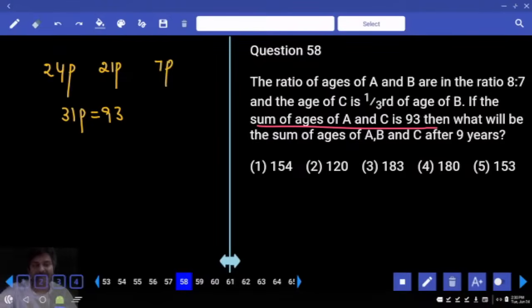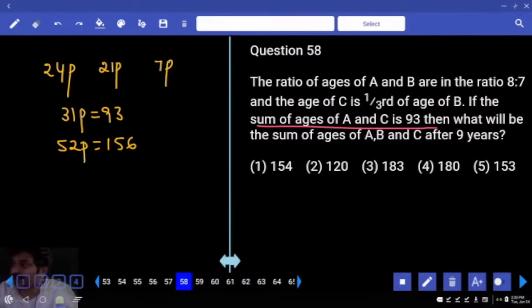We were asked to calculate their ages sum after. Let us calculate present ages sum. We will do that later. 21 plus 7, 28 plus 24, 52 parts. 31 is equal to how many times 93? 3 times. So 52 3 times. This will be the sum of their present ages.